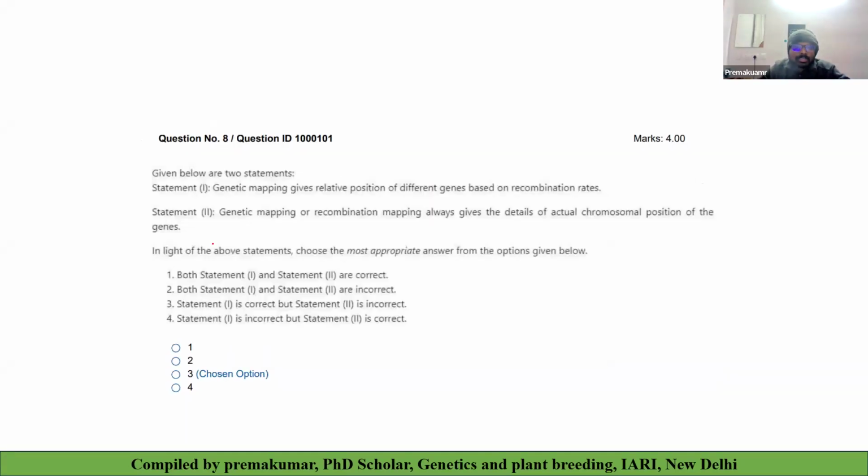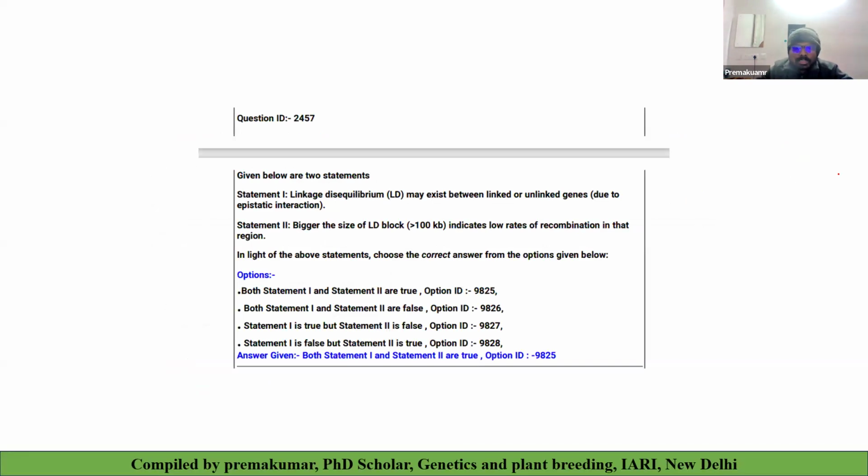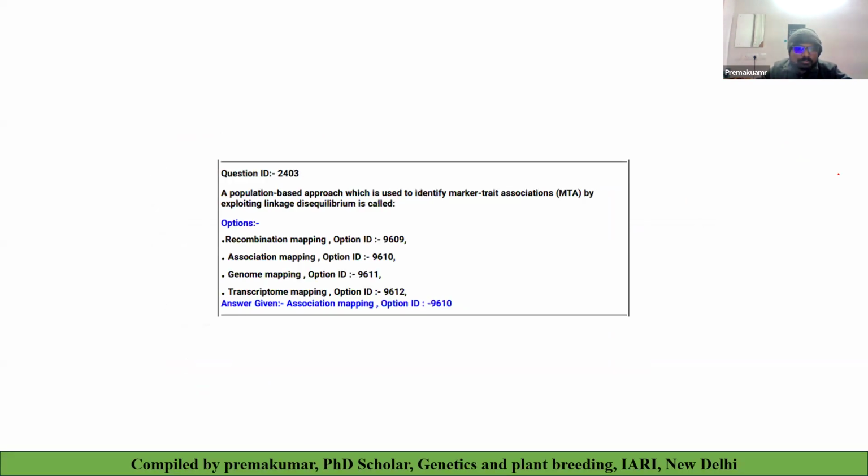Actually, genetic mapping gives the relative position of different genes based on recombination rate, and recombination mapping always gives details about the actual chromosome position of the genes. I discussed this so many times. Statement one is true, sir. Statement two is false, because actual chromosomal position is a physical map. It's not a linkage map. Then I think this is something I have not covered.